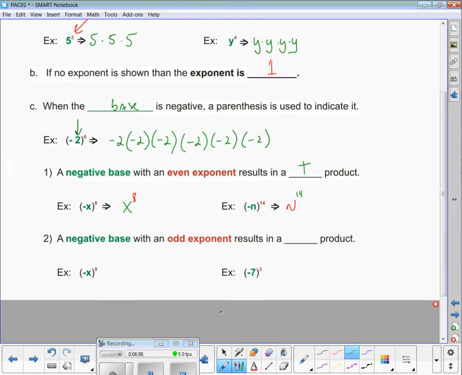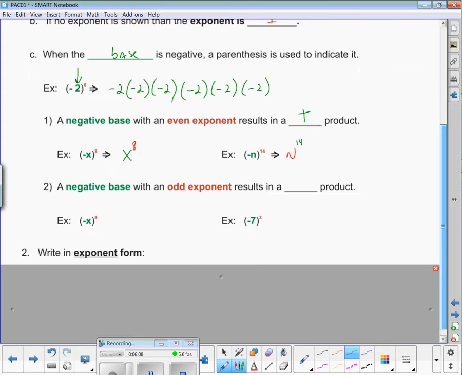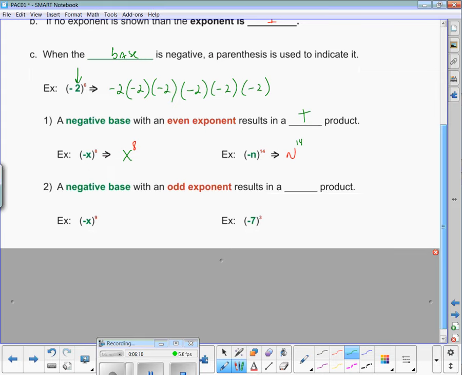Now, what about when you have a negative base and you have an odd exponent? Again, odd: 1, 3, 5, 7, 9, 11, right? Any odd numbered exponent. In our two examples, we have a 9, that's odd, and we have a 3, that's odd. We have two odd numbered exponents. So what ends up happening in this case? Well, remember, a negative times a negative times a negative an odd amount of times ends up being a negative.